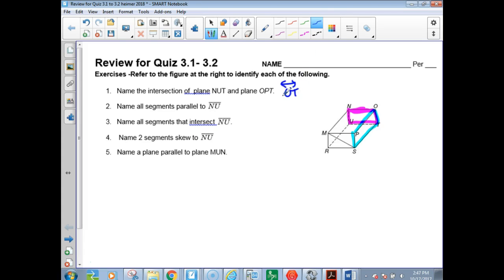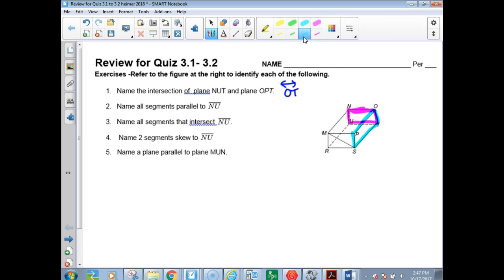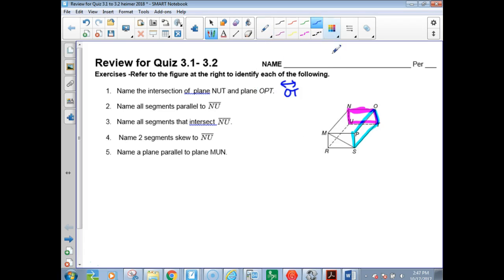So there's some old stuff on here. That is kind of an old concept. However, we still have to go with it. We still have to know it. Name all the segments parallel to NU. That would be a newer concept. Anything that's going in the same direction as NU.